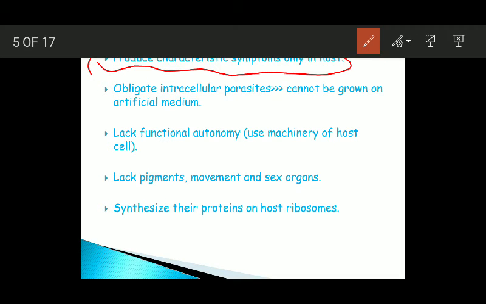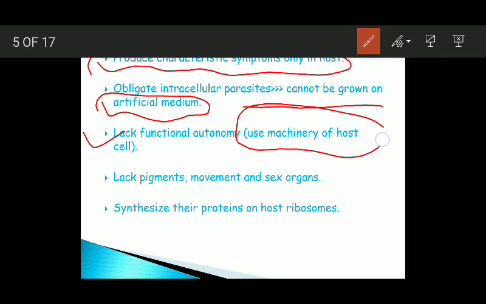They cannot be grown on artificial medium. They are only able to live once they enter into the living cells. That is why they are known as obligate intracellular parasites. They lack any functional autonomy. That means they don't have any machinery of their own. Instead, they use the machinery of the host cells to manufacture their DNA, RNA, and proteins.